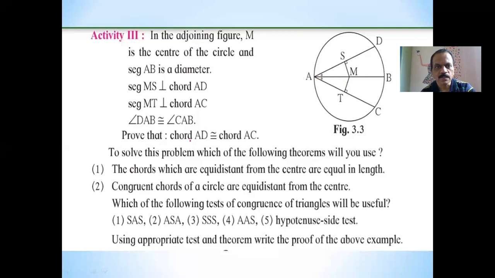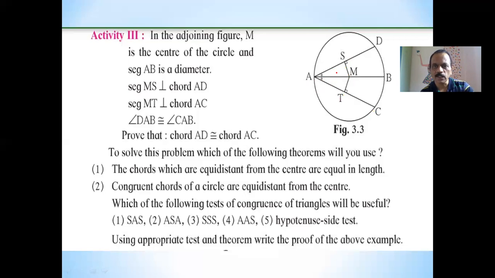In both the triangles, AM is congruent to segment AM. Now we use the angle test of congruency. The two given triangles are congruent. When the triangles are congruent, MS is congruent to MT. And we use here that chords equidistant from the center are equal in length. That means when MS is congruent to MT, then we say that chord DA is congruent to chord CA.